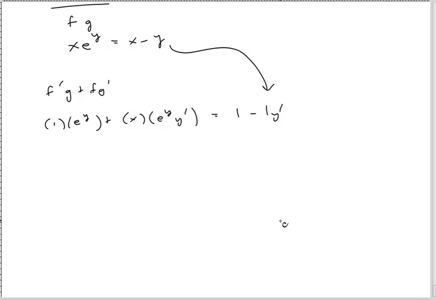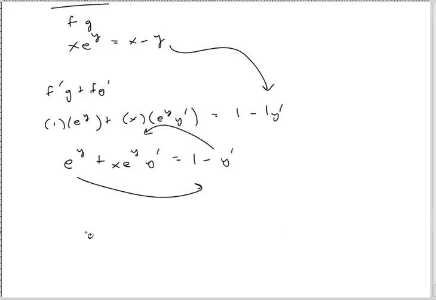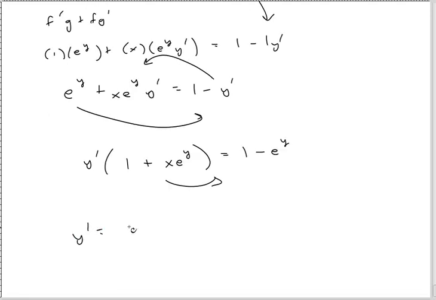Okay? Cool. So cleaning it up, I got e to the y plus x e to the y y prime is equal to 1 minus y prime. I want my y primes on one side, so I'm going to move this over here, move that over there. So I actually get y prime factored out as 1 plus x e to the y, and then 1 minus e to the y, divide it to the other side, and there is my final y prime answer.